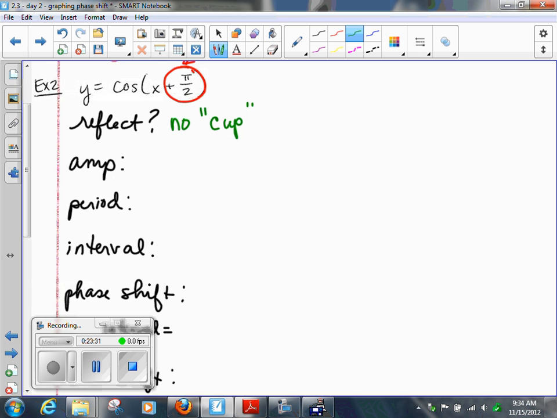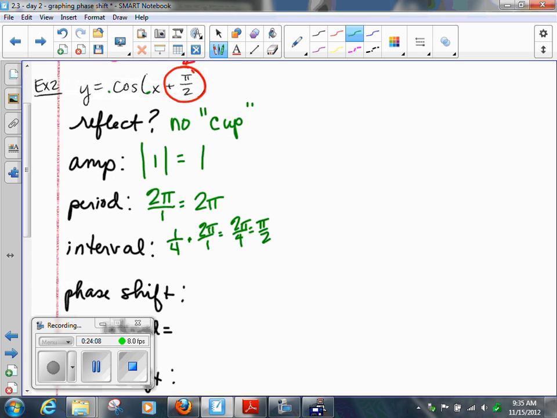Amplitude. What's the amplitude? The absolute value of what? 1, which is 1. Okay, so it's going to go 1 above, 1 below. Period. What's the period? 2 pi over who? 1, which is here in front of the x, which gives me 2 pi. Now I'm going to find the interval, which is 1/4 times what I just found, 2 pi. Okay, which is 2 pi over 4, which is pi over 2, right?